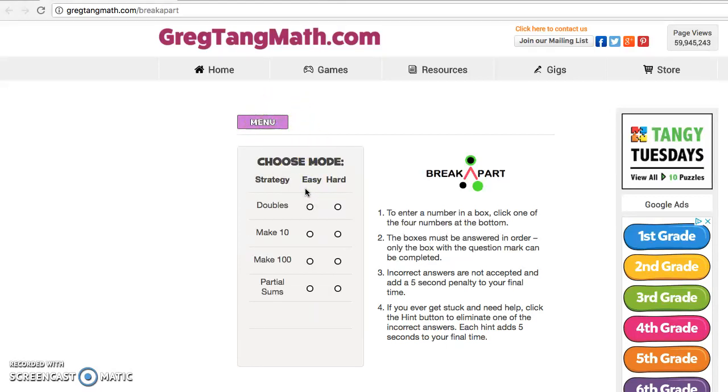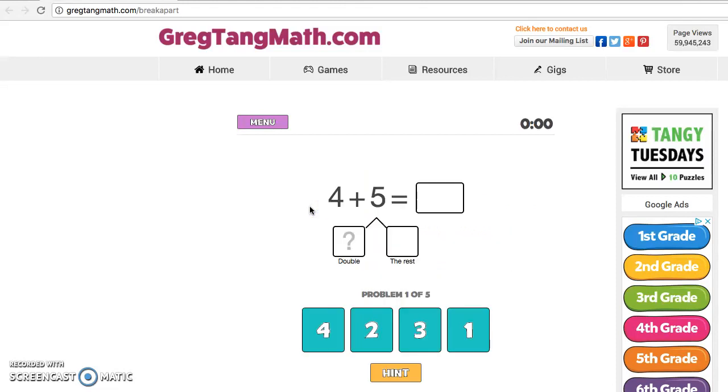I'm going to use the doubles easy. One reason is because I'm a second grade teacher and these are the facts that we are working on during our school year. So for this, you have problems 1 of 5. That means we have 5 problems.